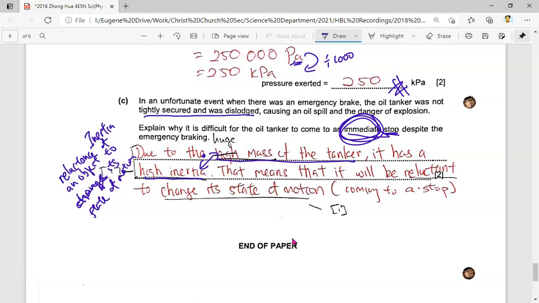High mass, high inertia. Second point is, what exactly is inertia? It's the reluctance of an object to change its state of motion, which means to make it come to a stop. So that's the second mark. As such, this is how you're going to get 2 marks: relating mass to inertia, and explaining what inertia actually is.